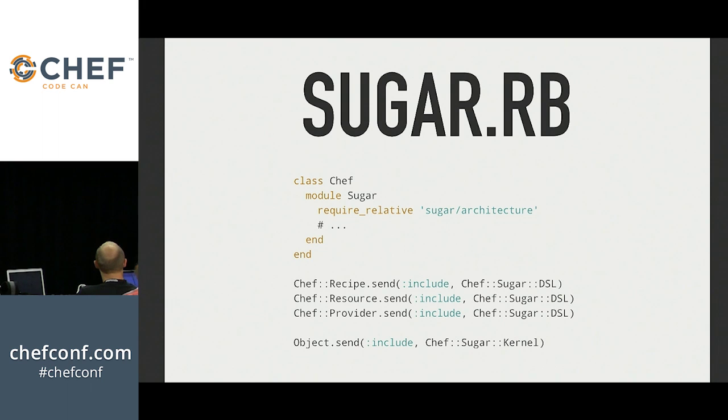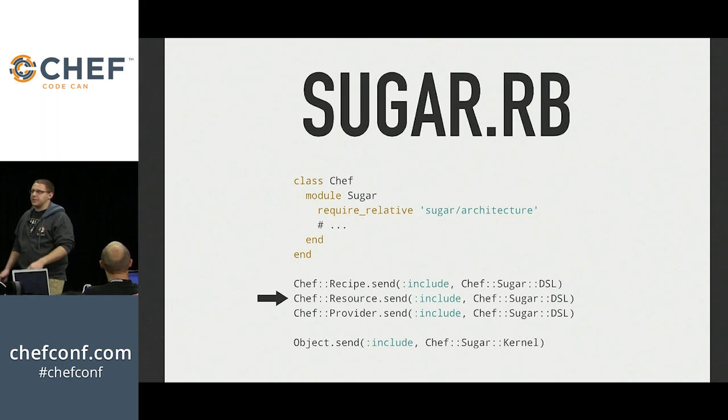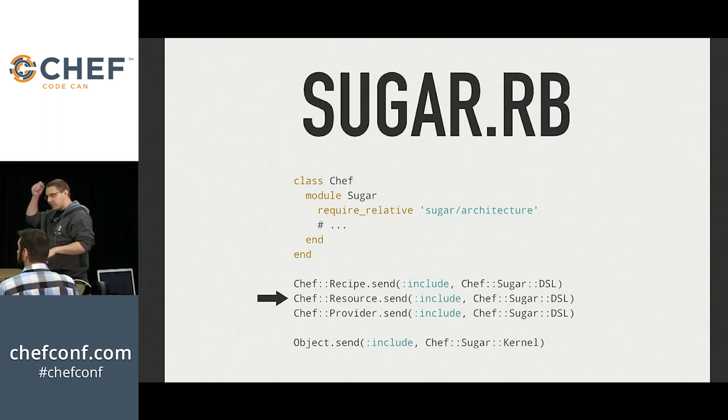And there's some requiring of files. And then at the very bottom, we just include the Chef Sugar DSL into Recipe, Resource, and Provider, which are the three core classes for Chef if you're familiar with the way that the ecosystem works together. We'll talk about that in a second. Just throw that in the back of your mind for a second.